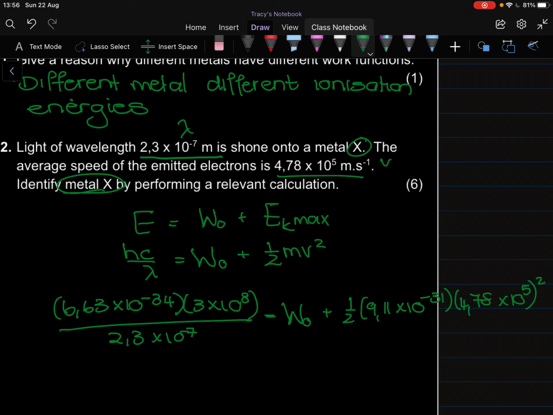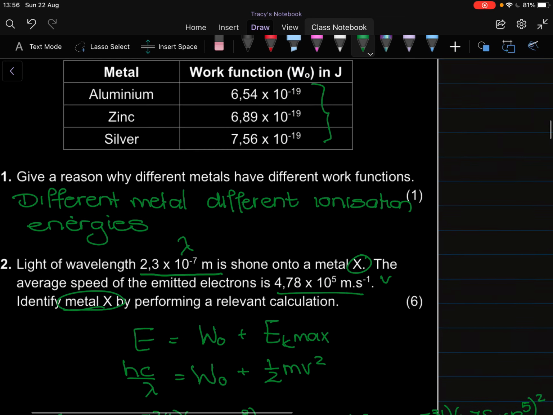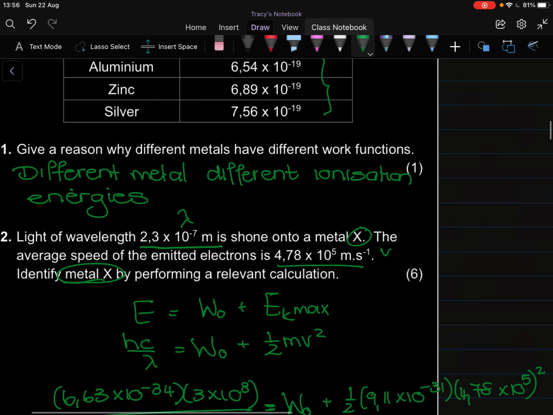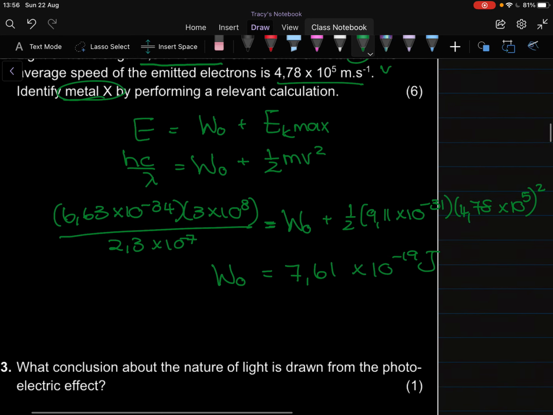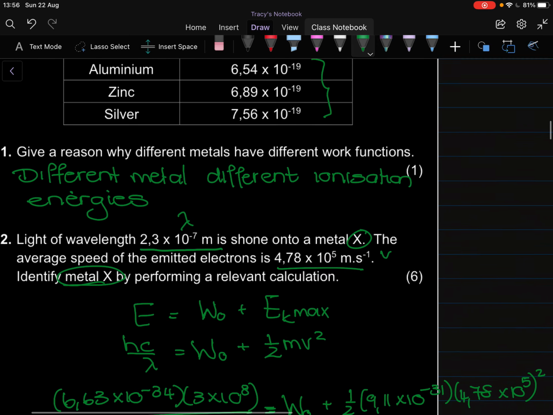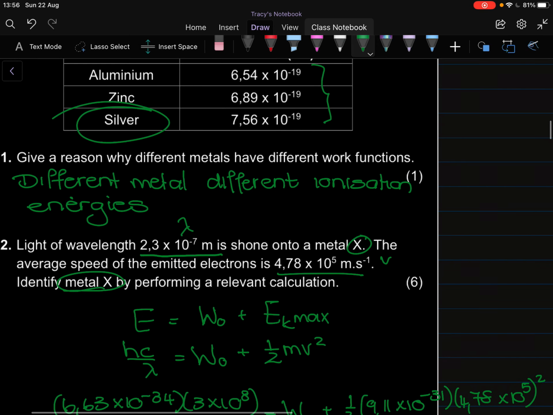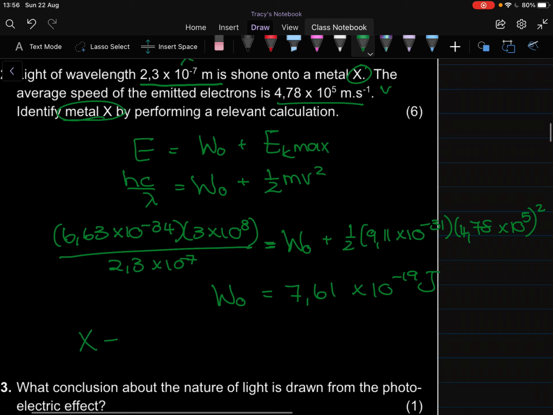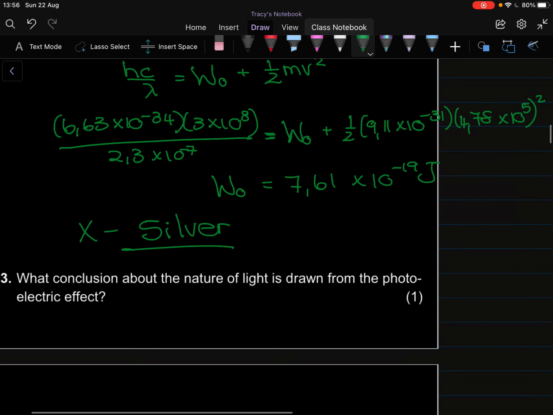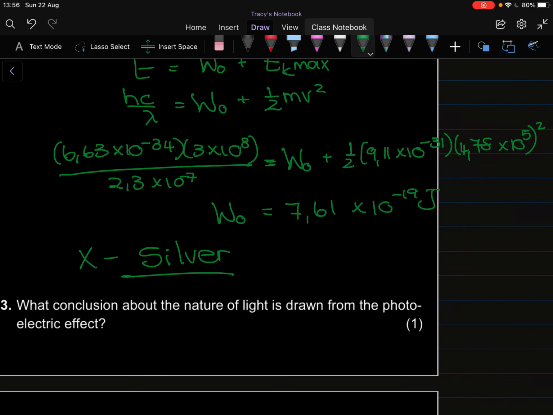Okay, now it's a maths problem. I'm not going to go through all the maths, but what you end up with is that W0 is about 7,61 times 10 to the minus 19. Okay, now it's not exactly 7,56, but it's close enough and it's a rounding issue. So when I look at it, it's closest to silver. That means X is silver. Done. What conclusion about the nature of light is drawn from the photoelectric effect?